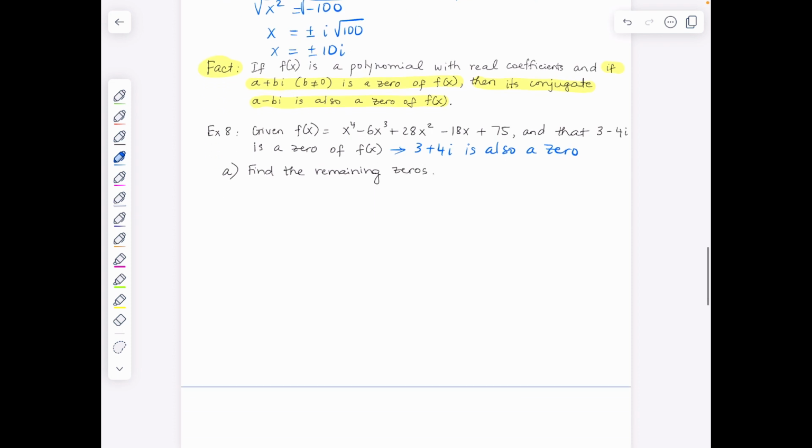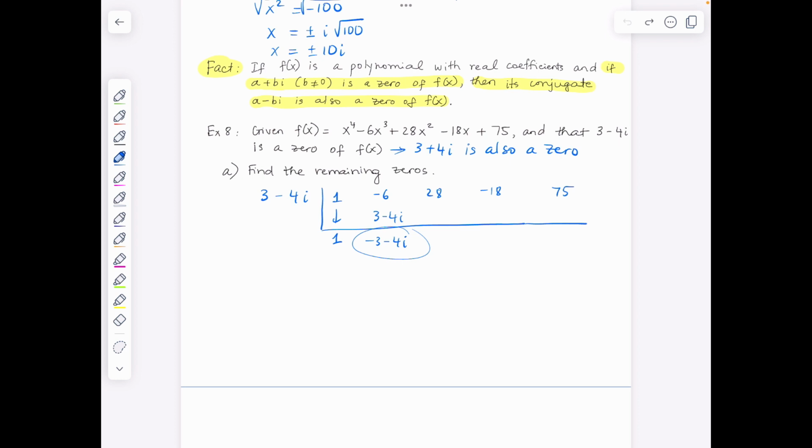Okay, so one strategy here is to use synthetic division twice using the two known zeros here. So first, let's use it on 3 minus 4i. Coefficients are 1, -6, 28, -18, and 75. Bring down the 1. 1 times 3 minus 4i is 3 minus 4i. Add these two, -6 plus 3 is -3 minus 4i.